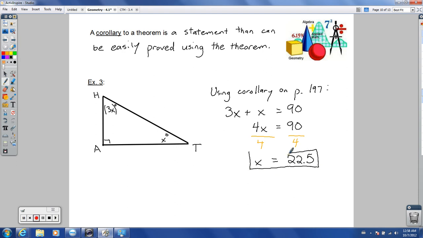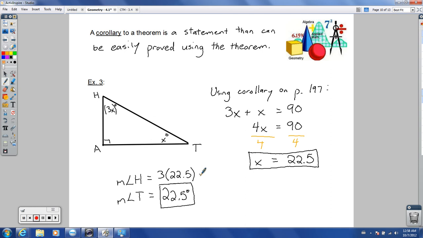So let's say I asked you not to just stop there and solve for x, but to actually find the measure of angle H and find the measure of angle T. All we would need to do is take that, plug it back in. So the angle T is real easy. That's just the same thing. So it's just 22.5, and measure of angle H is just 3 times that number. So 3 times 22.5, which is 67.5.